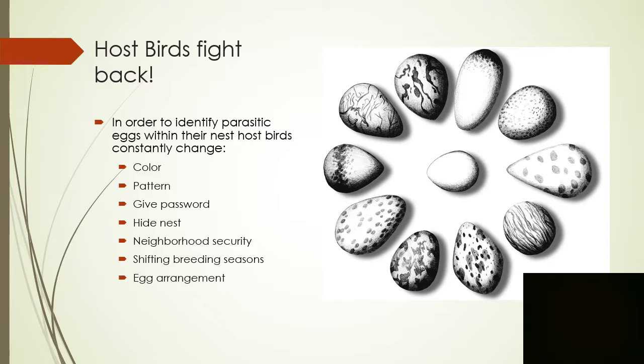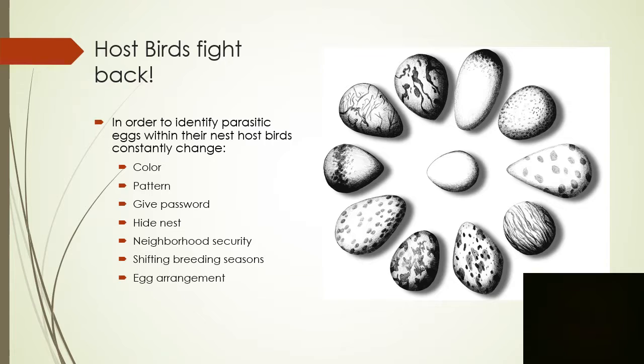eggs in the nest. And of course, another way is they would shift breeding seasons, where they would change different seasons to lay their eggs, so that it'll throw the parasitic birds off guard until they eventually catch on, and then they will shift again.